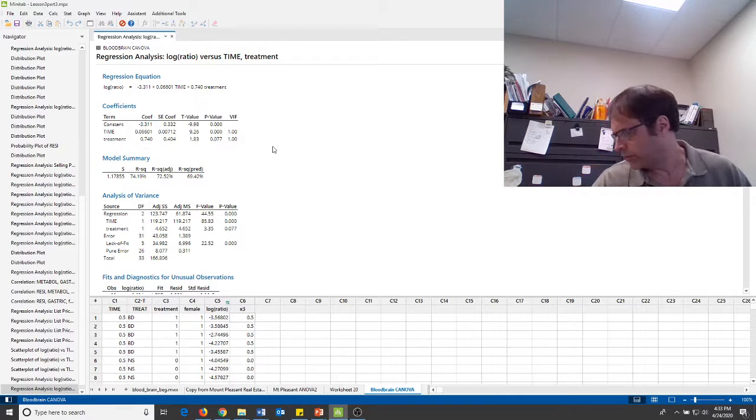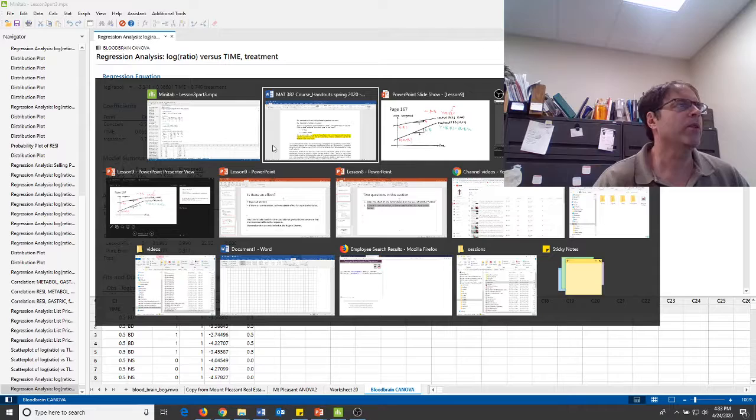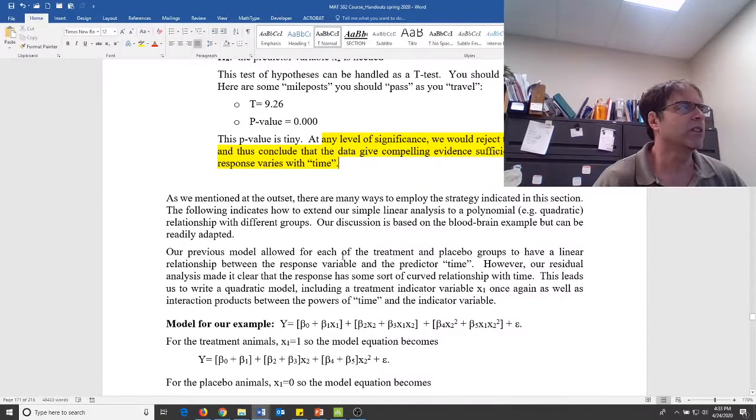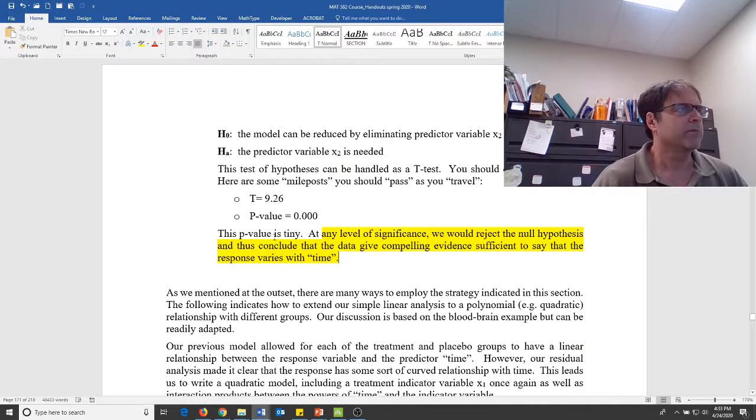Okay, so what we've done then is come up with a model and said, well, we'd keep time in this case. Now, in the next video, we're going to ask, what happens if we have quadratic terms in our model? So stay tuned.